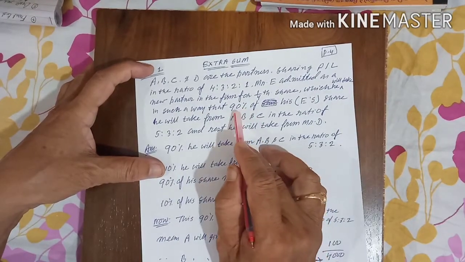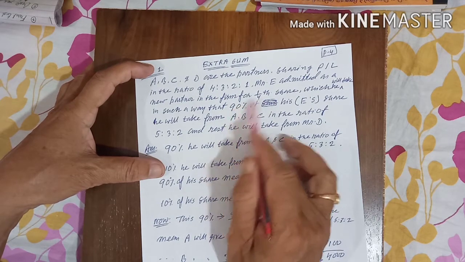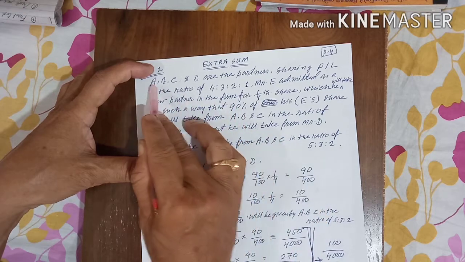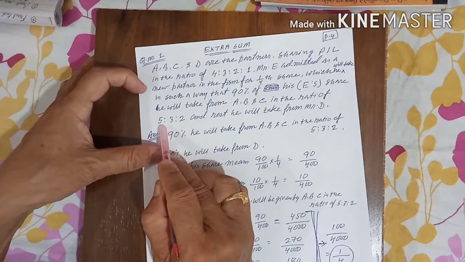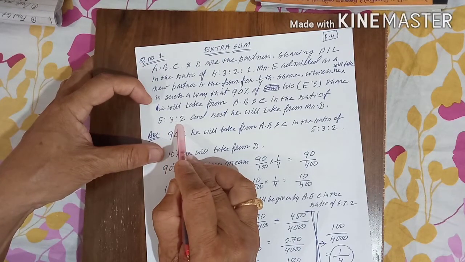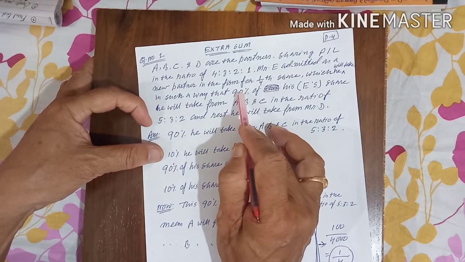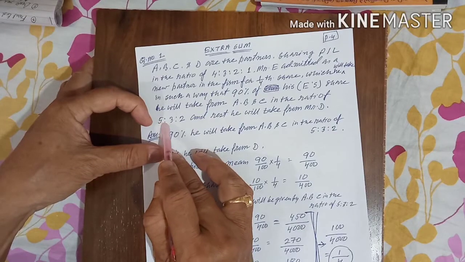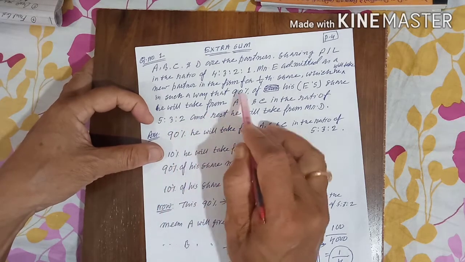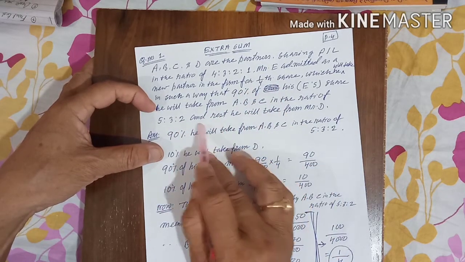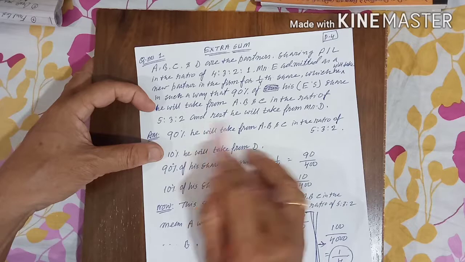It is given 90% of the 1/4 share, whatever it is coming, not 100%, that he will take from A, B and C, not in a simple way, in the ratio of 5:3:2. So first of all, I have to find out 90% of 1/4, and that I will distribute among A, B and C. We will calculate how much A will give, how much B will give and how much C will give. Now 90%, left is 10%. It is given the rest he will take from Mr. D. So the rest is 10%.